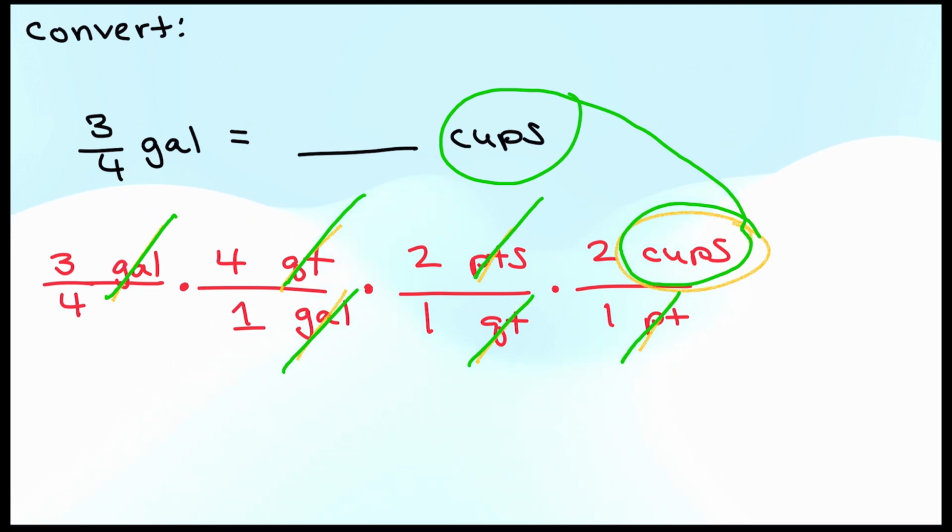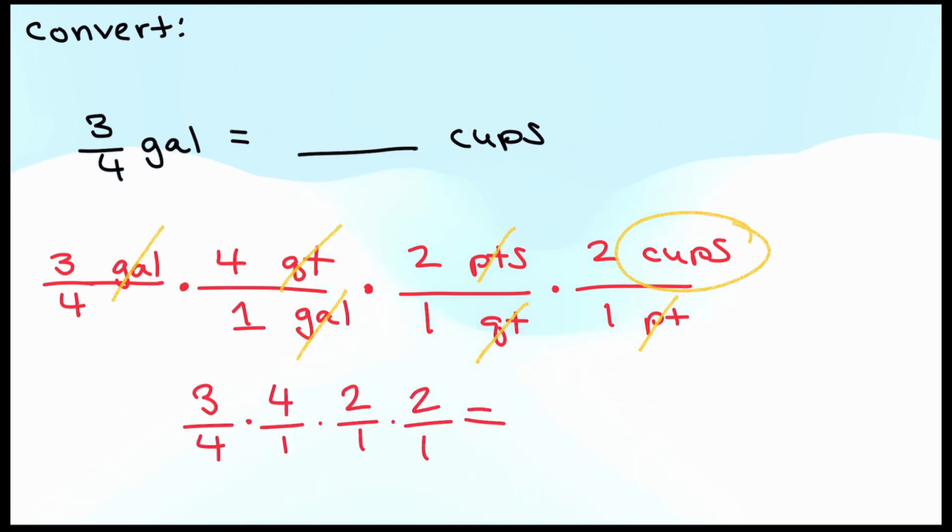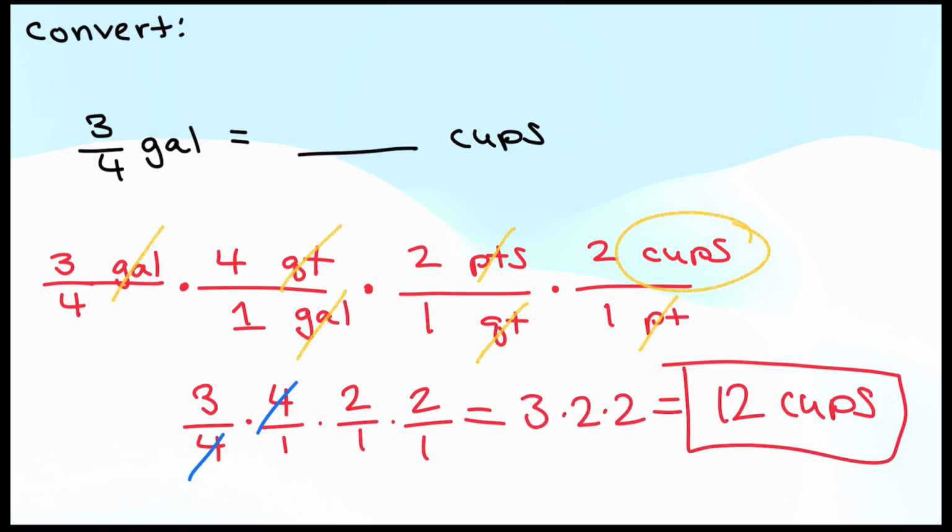And so now we can actually just multiply straight across. I've got 3/4 times 4 over 1 times 2 over 1 times 2 over 1. Before I do some multiplying, I do notice there is a common factor of 4 on the top and the bottom, so I just might as well cancel those out. And then I'm left with 3 times 2 times 2. That's 12. So final answer is 12 cups.